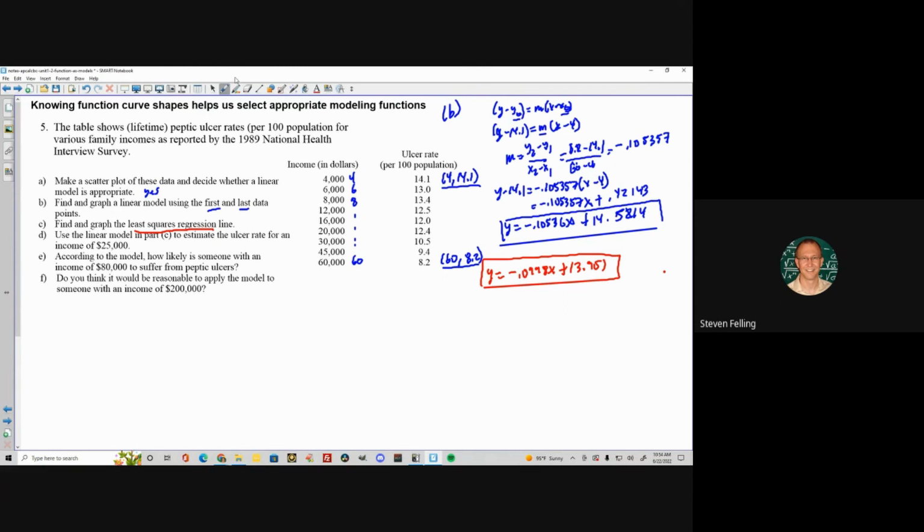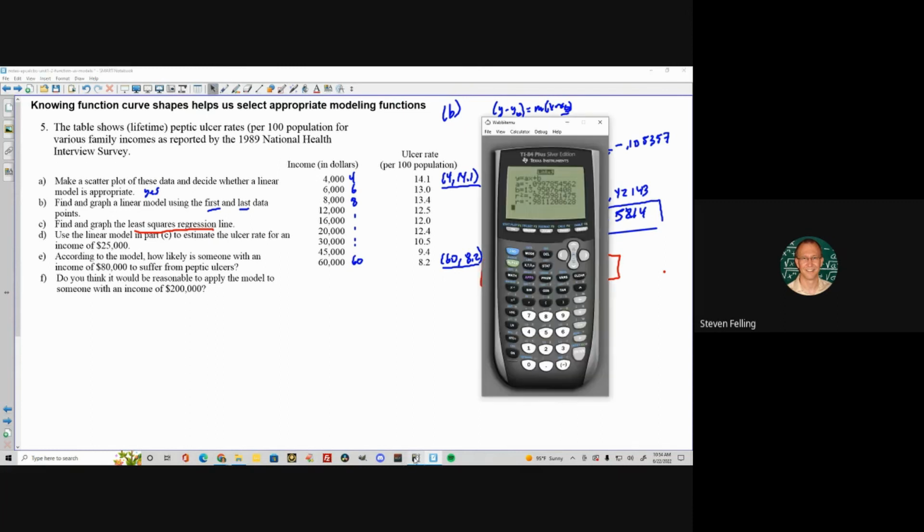So if we actually look on the screen here and I do zoom 9 to redisplay that scatter plot, it shows that line that the calculator came up with, and you see that it's not going through the two endpoints, it's going through a mix of all the points, which is what regression does, tries to minimize the error overall.